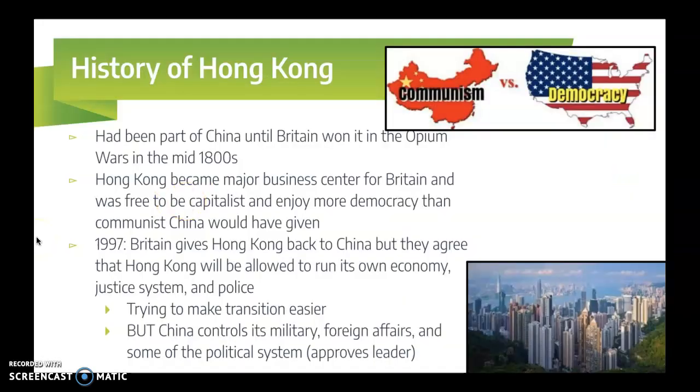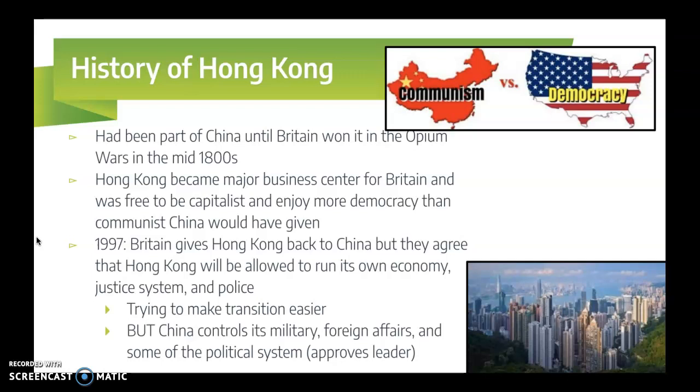So getting into the history of Hong Kong a little bit. In the mid-1800s, China and Britain went to war. This was called the Opium Wars, which has a ton of different political ties. Yes, it was a war about Britain exporting drugs to China. We're not going to get super into detail about that because you don't really need to know everything about it. The main piece that you do need to understand is that Britain ended up winning that war in the mid-1800s and won Hong Kong.